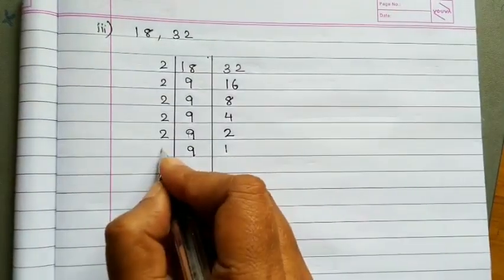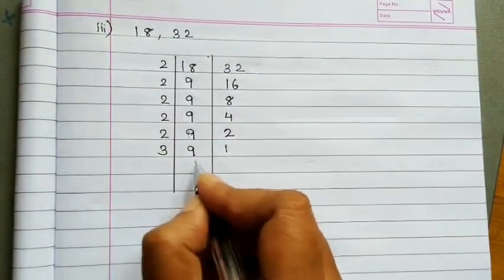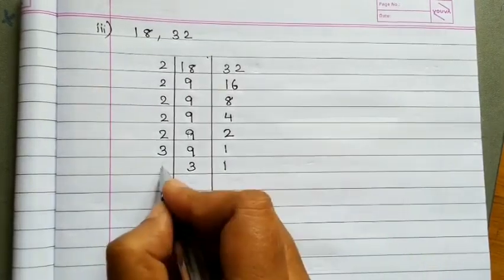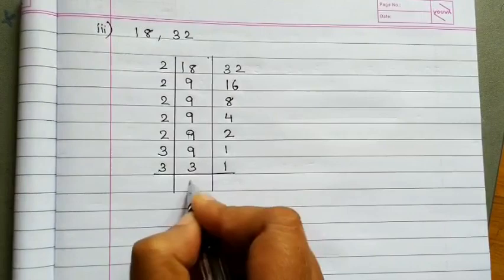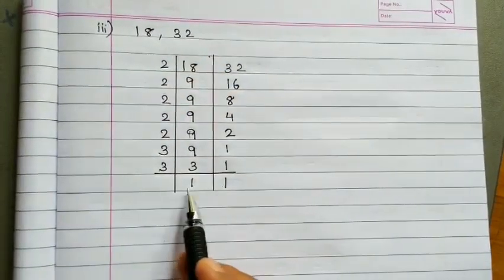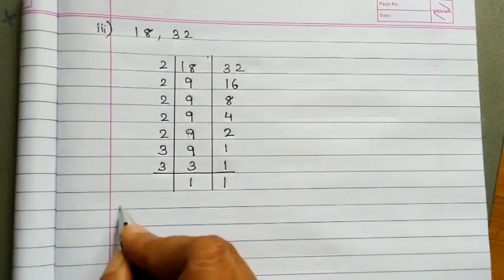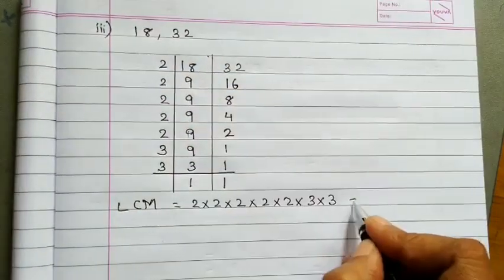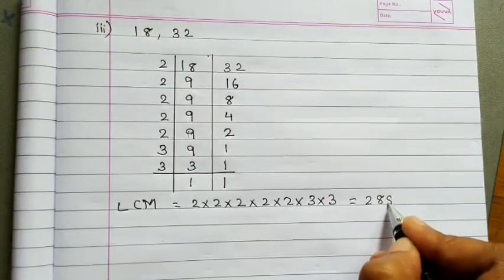Now you will factorize 9. 3 times 3 is 9. This one will come down as 1. Again 3, 1, 1. You will continue the division till you get 1 over here. So the LCM will be the product of all this. This gives you the answer as 288.